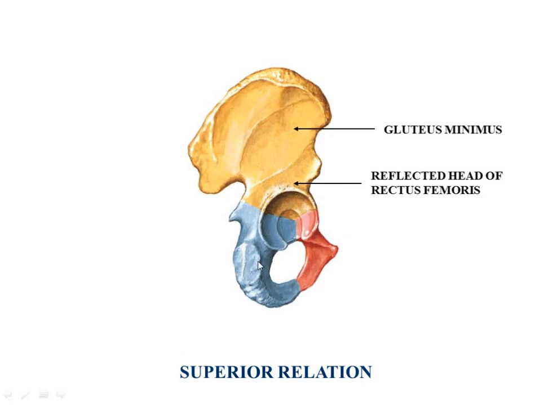As far as the superior relation is concerned, this is the acetabular cavity, which is the lunate surface. So above this is the attachment of the reflected head of rectus femoris, and between the inferior and the anterior gluteal line is gluteus minimus. So these two muscles, the gluteus minimus and the reflected head of rectus femoris, will form the superior relation of the hip joint by virtue of their attachment on the hip bone superior to the acetabulum.